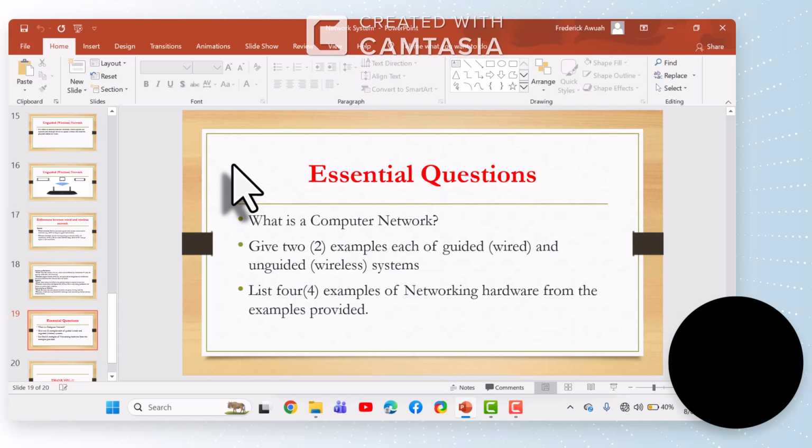And these are some essential questions I want us to work on. When you talk about a computer network, what is a computer network? Then also, give two examples each of guided and unguided network systems, and list four examples of network hardware from the examples provided. So these are the essential questions I want us to work on.